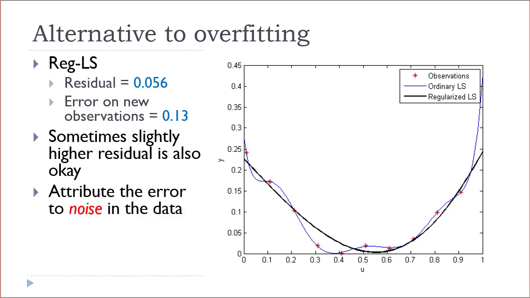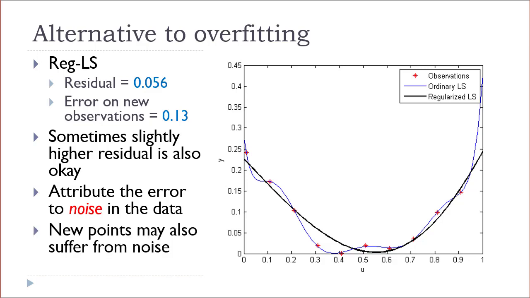The extra error in the residual or the training error then gets attributed to the noise that may be present in the data. In other words, we are saying that the reason the black curve is better but does not appear to fit the given observations exactly is because the original observations that are given to us are noisy, and when fitting the black curve, we are aware of this fact. So the regularized least squares is able to reject the noise. Of course, the new points may also suffer from noise, and that is why the test error will not go to 0.